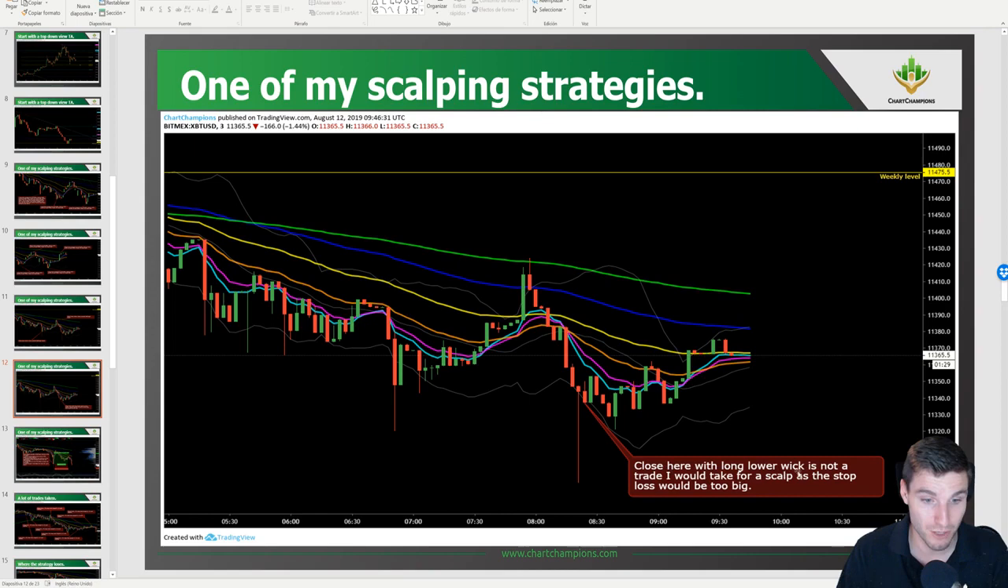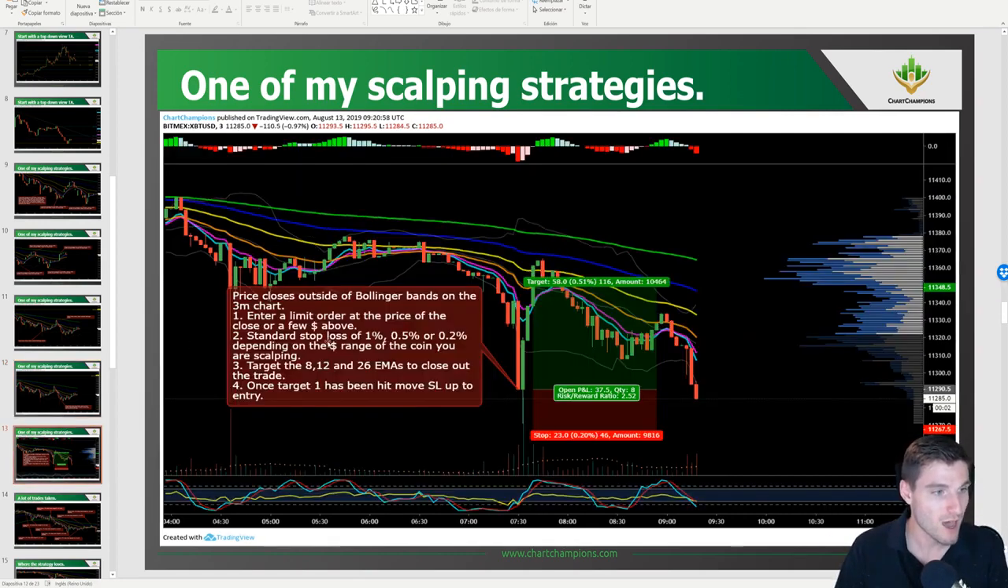Close long here with long lower wick is not a trade. I forgot I wrote this, but yeah, I did. So here, a long lower wick is not a trade I would take, as the stop loss would be too big. You have to remember your stop loss would be below that wick for the small gain. It just wouldn't be worth your time, because the loss is too big for the win.